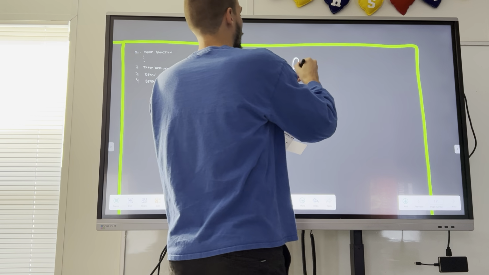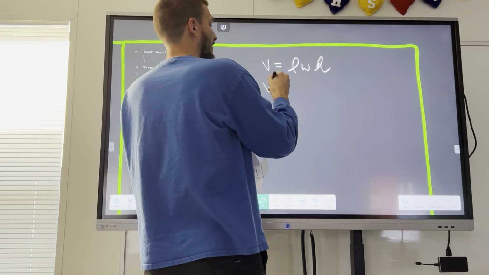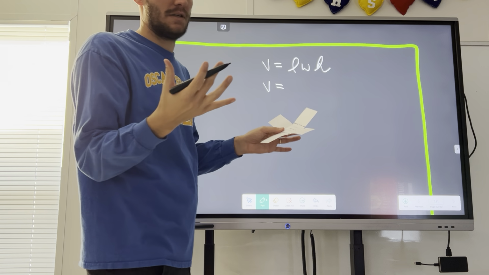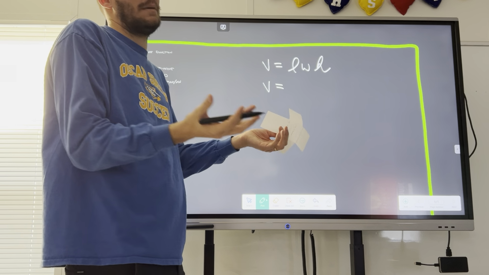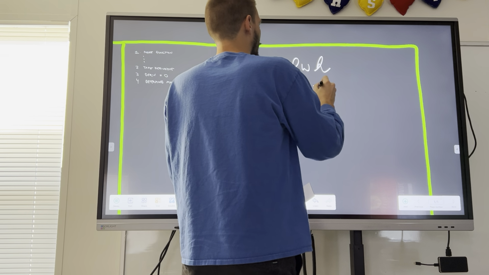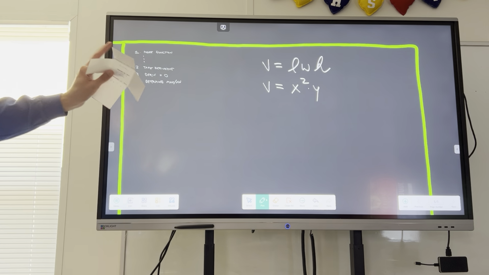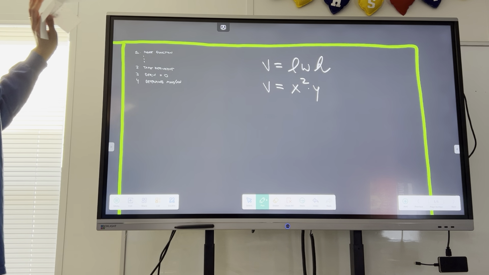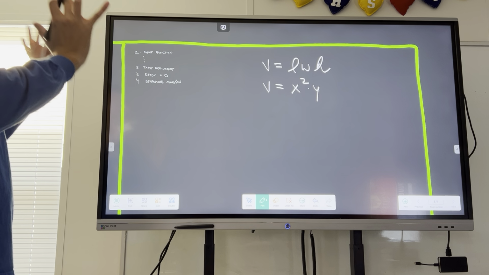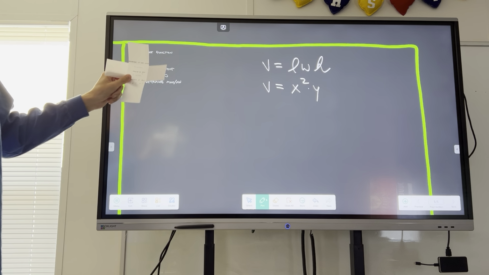Normally it would be length, width, height, but ours has a square base, so one of these would be doubled. Let's use letters that we would typically use in a derivatives problem. So let's say x squared times y. We feel good about that? Again, we cannot move on until we're super comfortable with that. We're feeling good? Okay. Awesome.